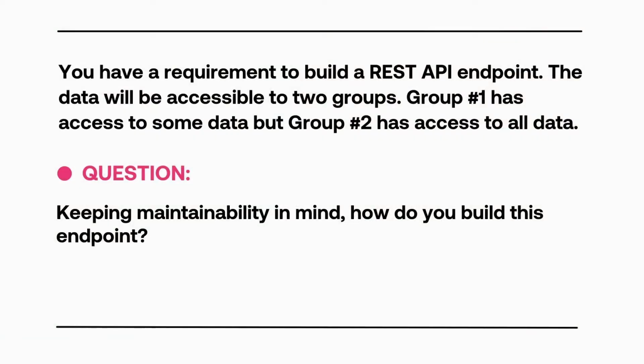You have a requirement to build a REST API endpoint. The data will be accessible in two groups. Group number 1 has access to some data, but group number 2 has access to all the data. Question: keeping maintainability in mind, how do you build this endpoint?